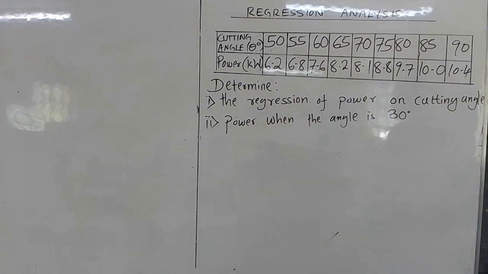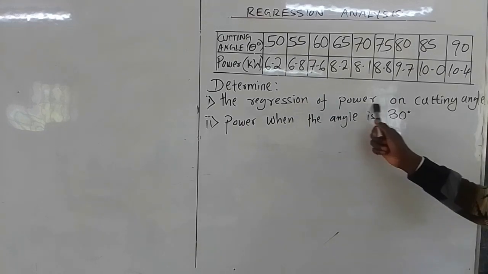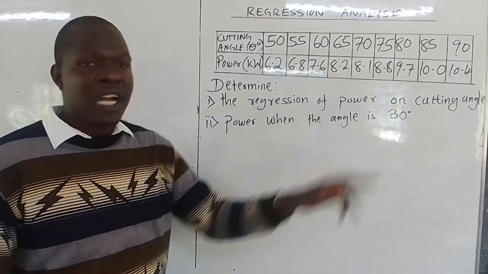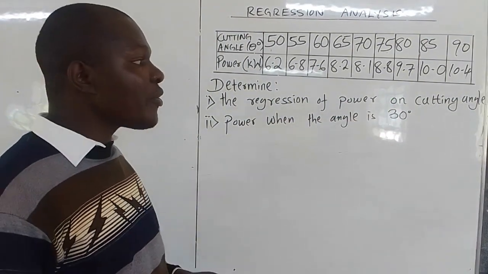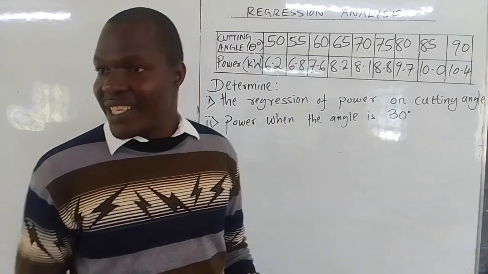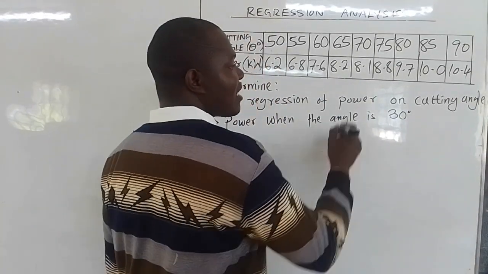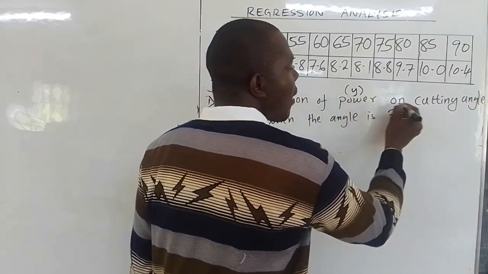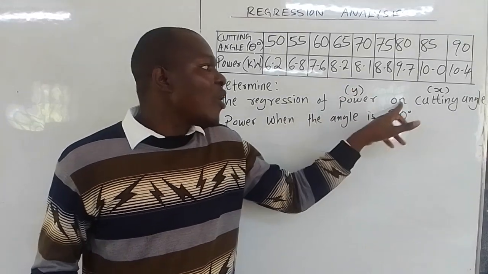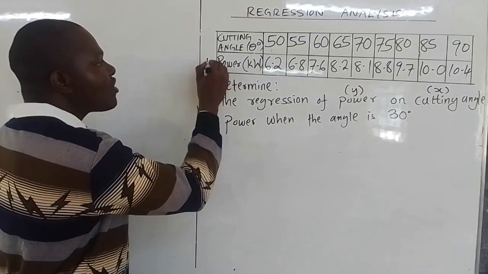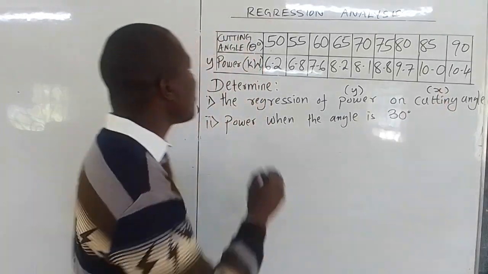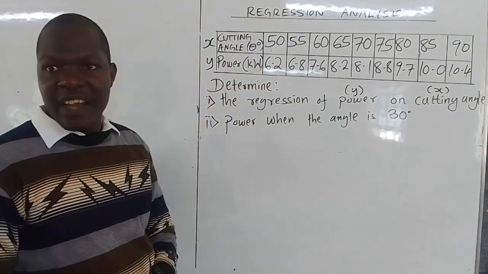So you've been told to determine the regression of power on cutting angle. And you always know that regression of y on x is easier to deal with, isn't it? So you are looking for the regression of y on x. It means power you let to be y, and the cutting angle you let to be x.